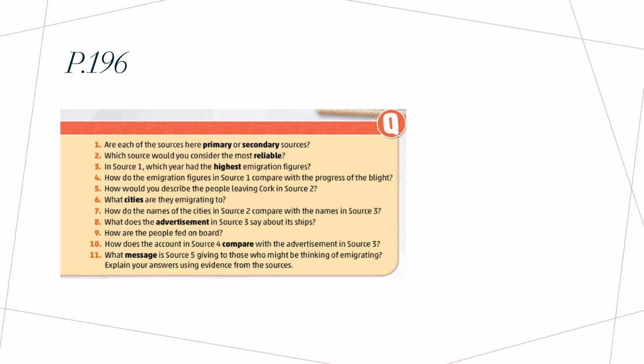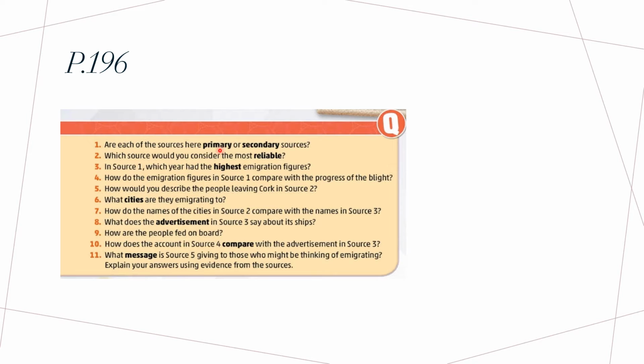Now, if you're wondering where to find these different sources, you can either open your book on page 196, or else you can just stay tuned to this video and work off this video if you don't have the book with you. What I always start to do before I look at the different sources is read the questions. So I read the questions that go along with the source just to get an idea of what they are asking me for. So question one here, are each of these sources primary or secondary sources?